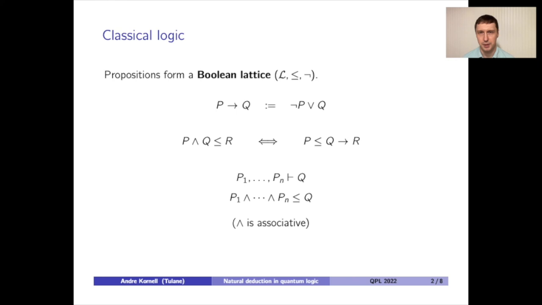And this adjunction suggests, or motivates, the standard interpretation of sequents. A sequent P1 through Pn entails Q is interpreted as P1 and P2, and so forth to Pn is less than or equal to Q.